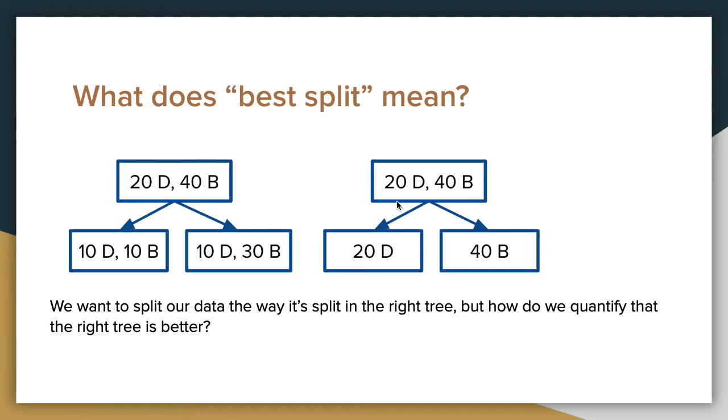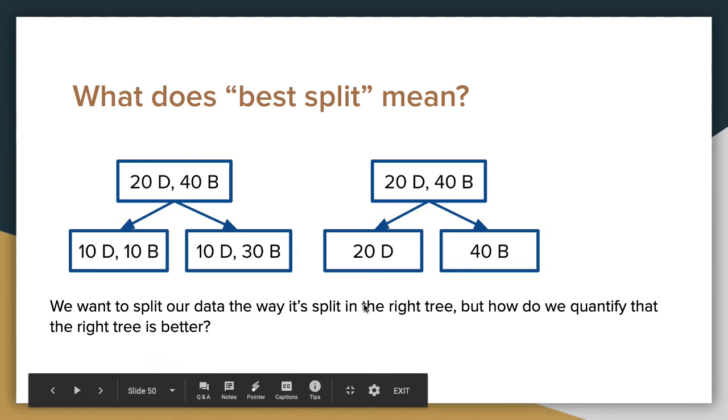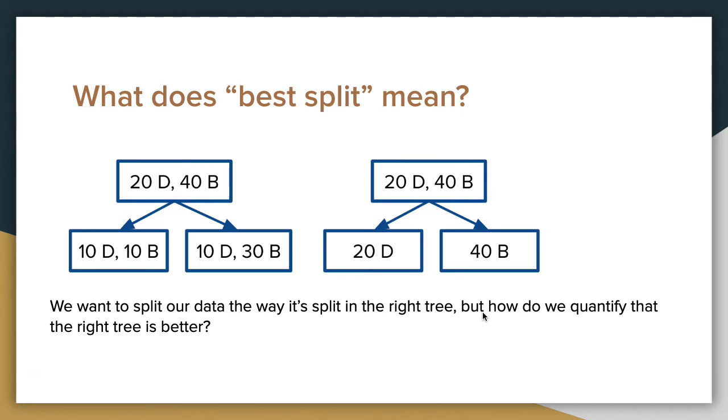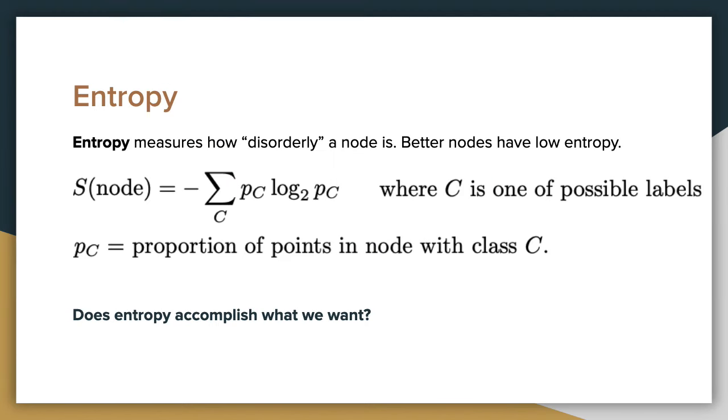So that's exactly how we want to split our node, because then we know exactly which way to send a new training example. If it's a D, we can send it towards this D node, right? And so we want to split our data the way it's split in the right tree, but we need to have some way of quantifying that the right tree is better, so that our model can basically minimize this loss function that we're going to set. And the loss function is entropy.